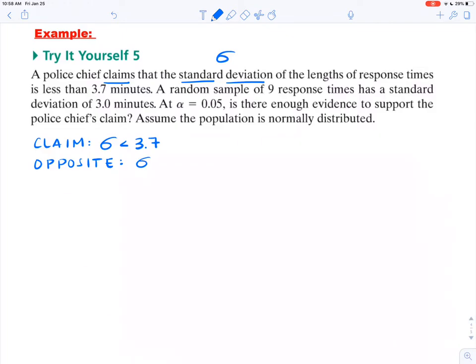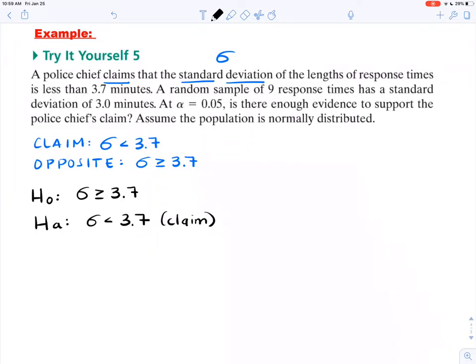So to set up my test, of course, I'm going to look at the opposite of the claim. The claim does not contain equality, so when I flip that to greater than, I'm going to actually make this greater than or equal to, because one of the two statements must have equality. The statement that has equality becomes my null hypothesis. So greater than or equal to will go to the null. The statement with inequality, which is less than, will go to my alternative. And so that means for this test, my claim, what I'm testing, is in the alternative hypothesis.